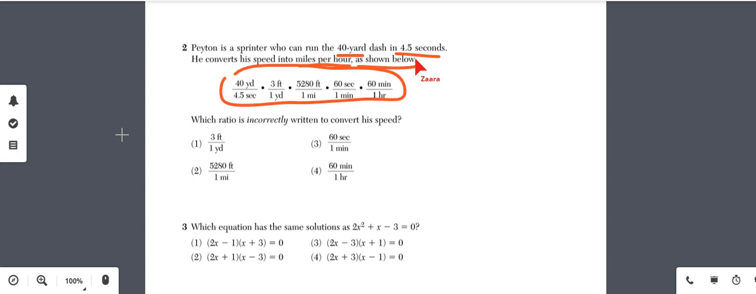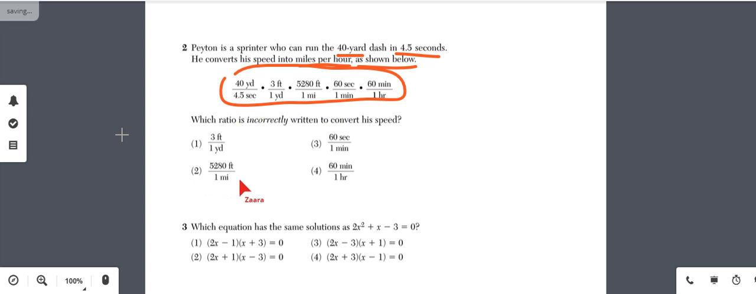Then, because in 1 yard there are 3 feet, he multiplied it by 3 over 1 yard. Then in 1 foot, he multiplied it by 5,280 feet, because in 1 mile there are 5,280 feet. Then he multiplied it by 60 seconds. He's converting from seconds to minutes, then from minutes to hours. Which ratio is incorrectly written to convert?